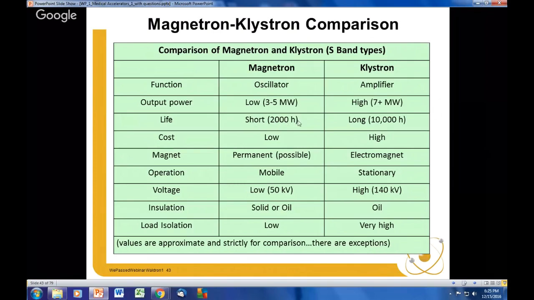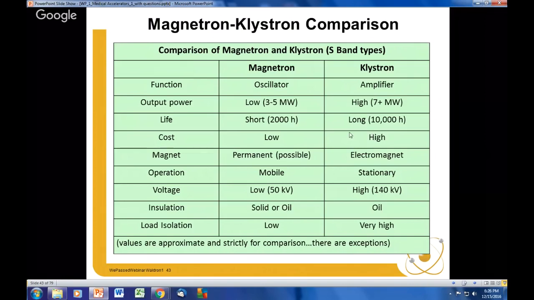Magnetron lives tend to be shorter. If I have a machine with a klystron in it, hopefully, I could go the life of the machine and not change the klystron, maybe. If I have a magnetron machine, I'm going to be replacing that magnetron every few years. But it's a much lower cost device.